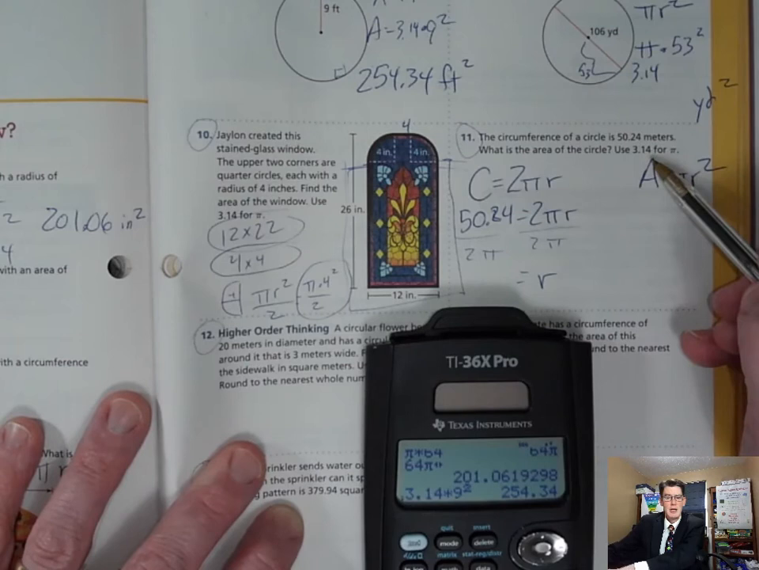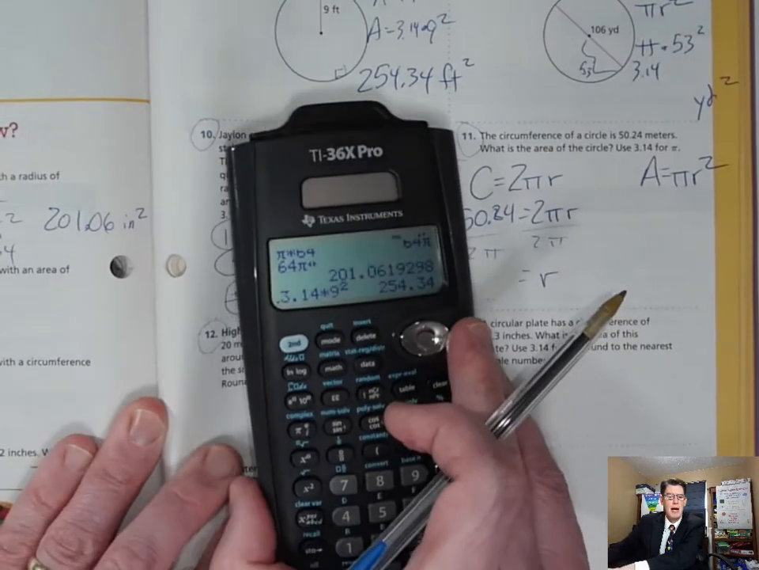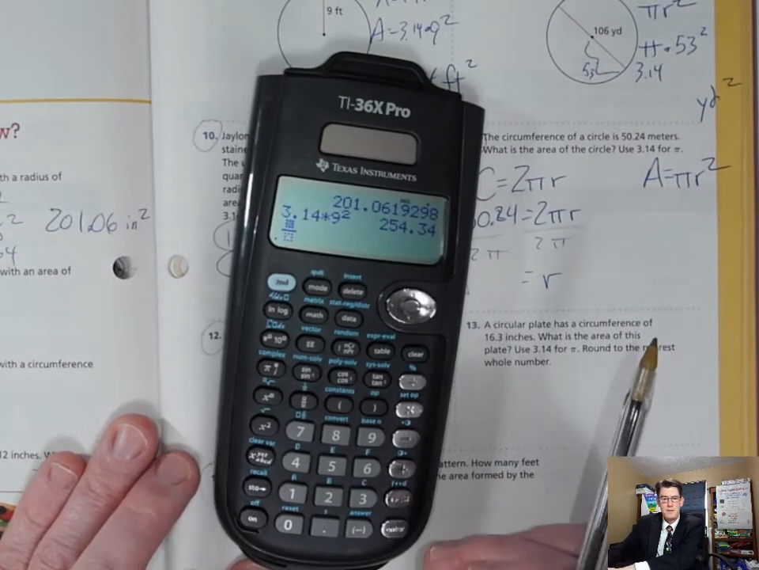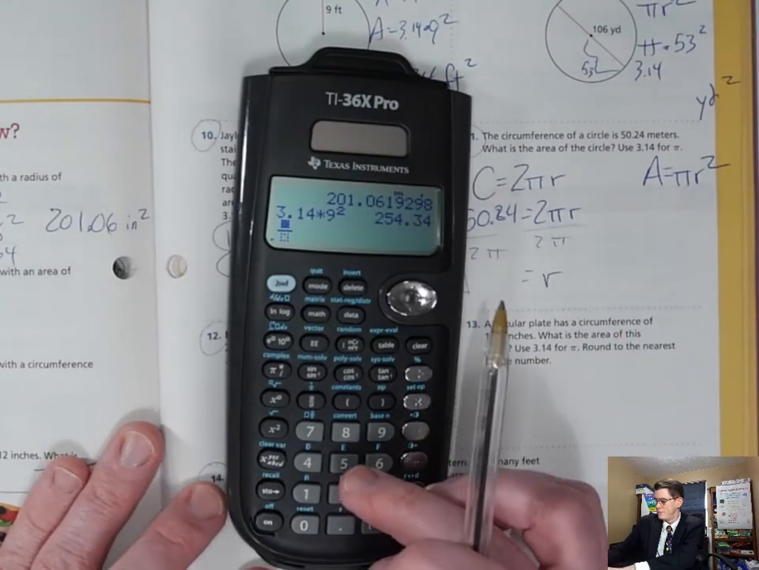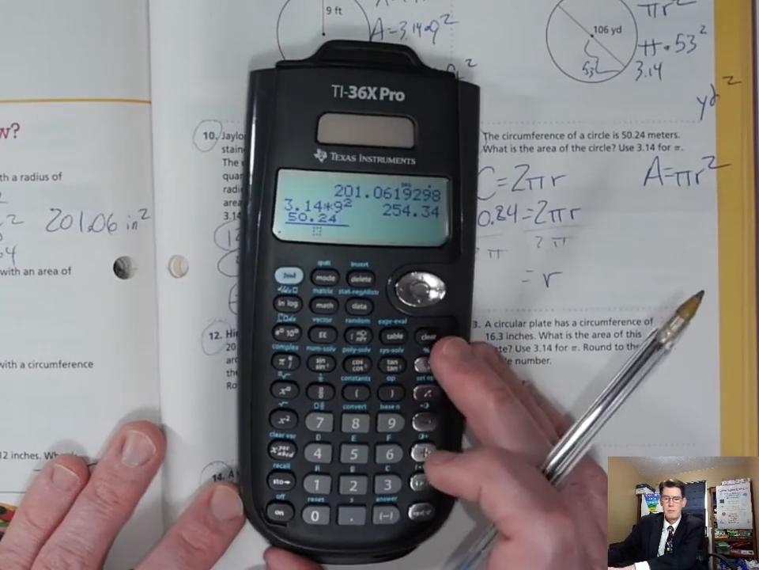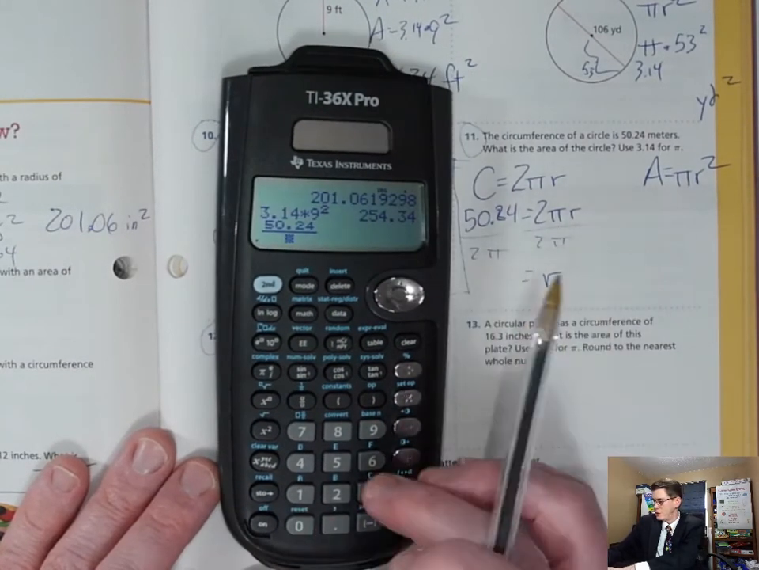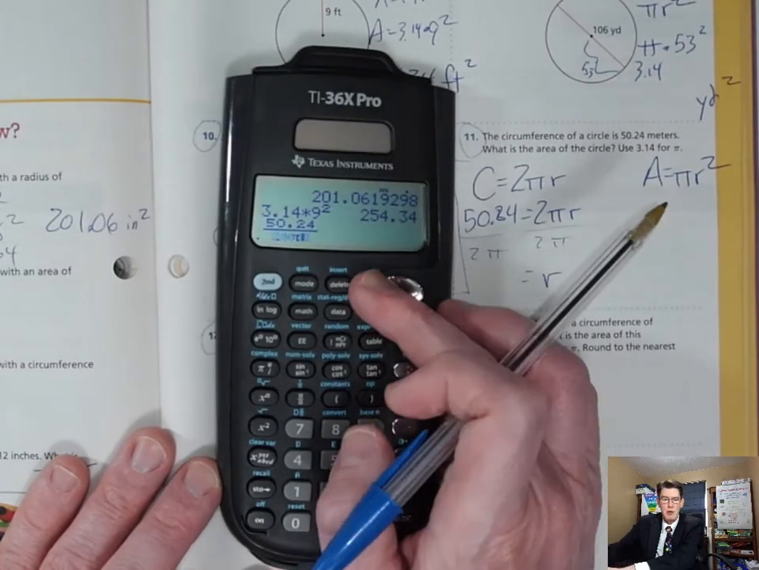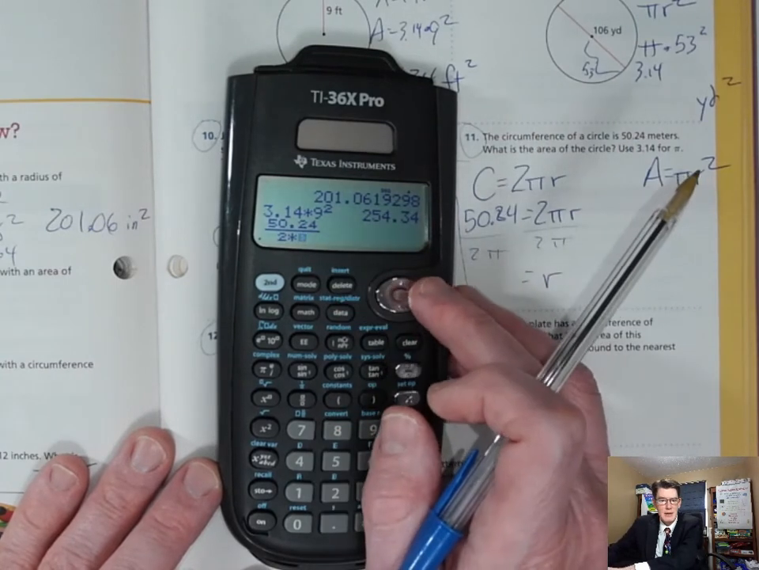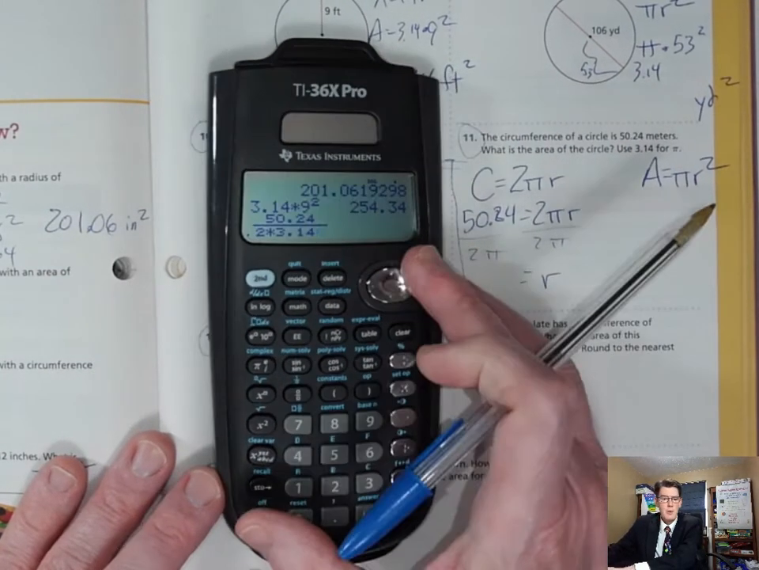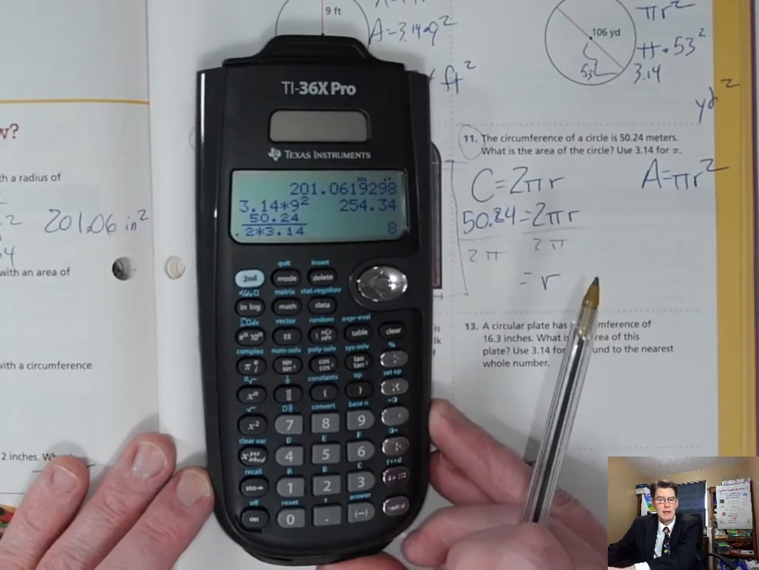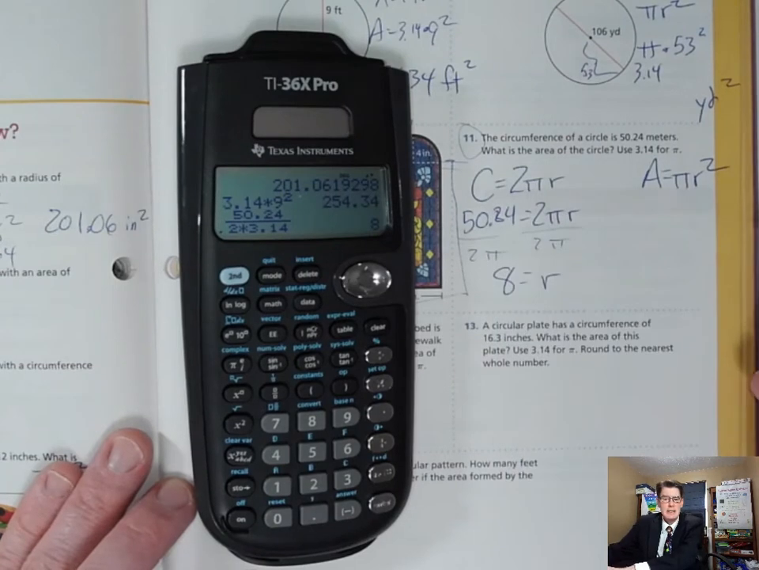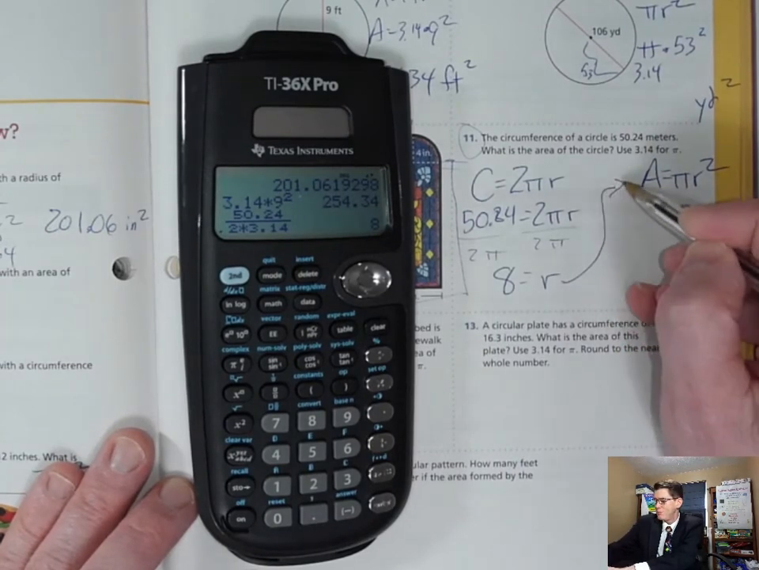They say to use 3.14 for pi, so I'm going to figure out what the answer to this right here is. It's 50.24 divided by 2 times pi. Oh, and they wanted me to use 3.14 for pi, so we delete that. 3.14, they want to use 3.14 for pi, so we get, whoa, that's why they did it. They've engineered this problem to work out. The radius is 8. Now you can take that radius, put it in here.